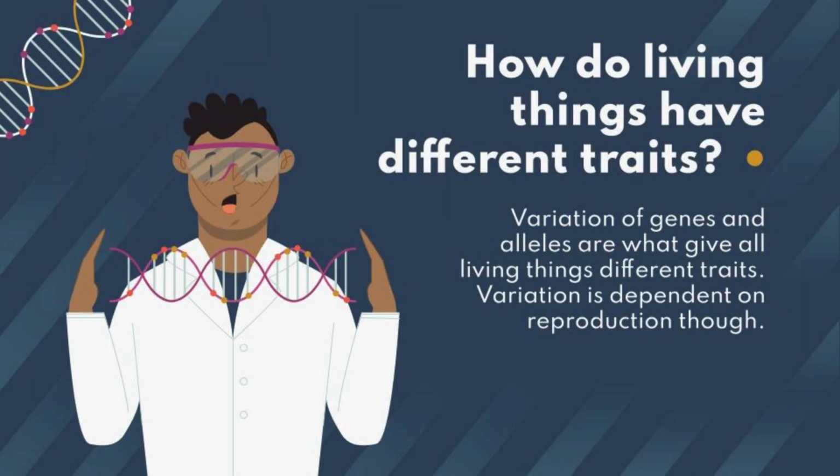So how do living things have different traits? Variations of genes, which are called alleles, are what give all living things different traits. So variation is dependent on reproduction though.